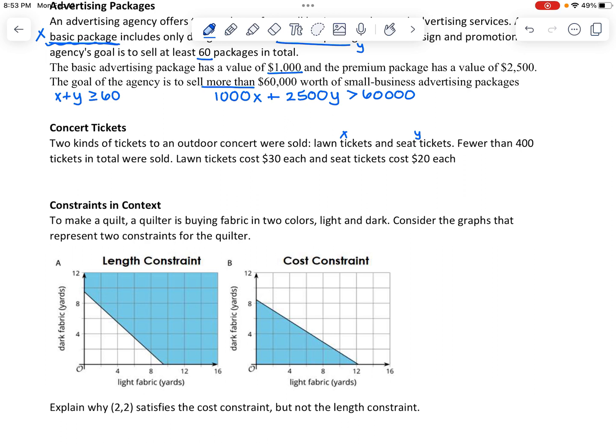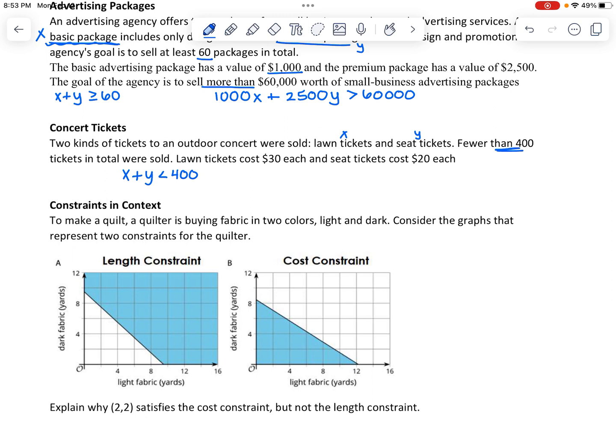Fewer than 400 tickets in total were sold. All right, so we sold fewer than 400. That means that total X plus Y is less than 400. Lawn tickets cost $30 each and seat tickets cost $20 each.